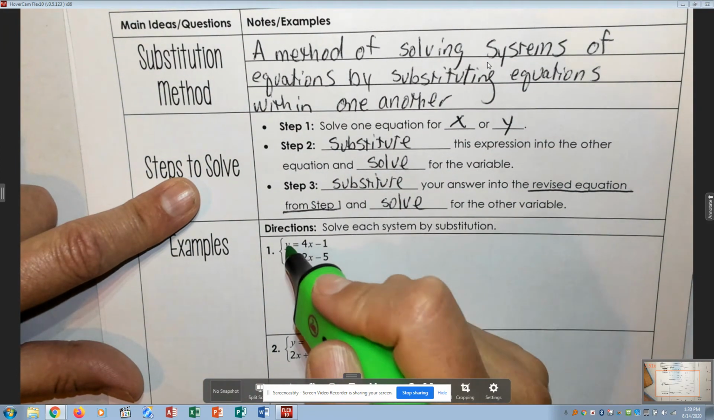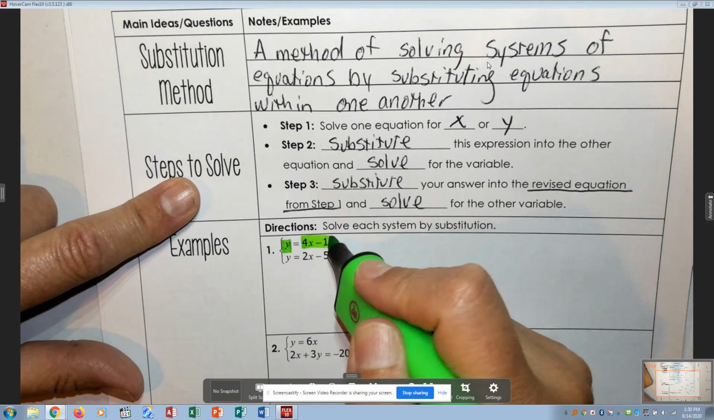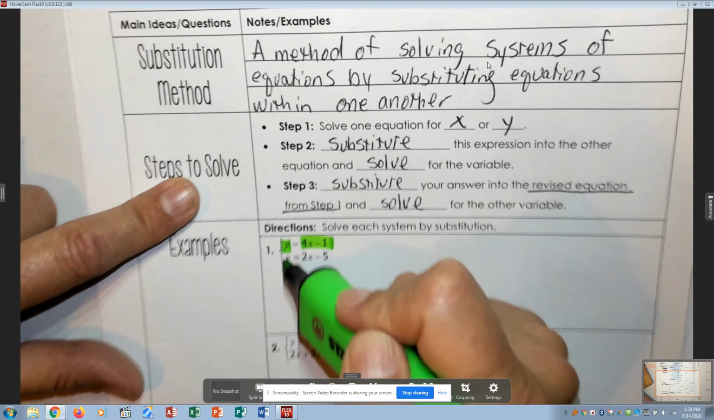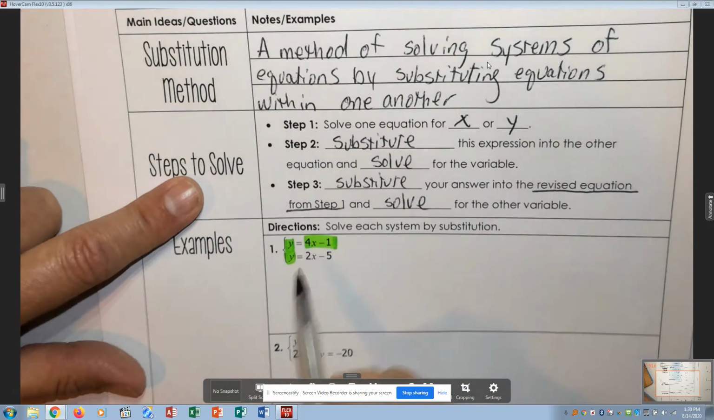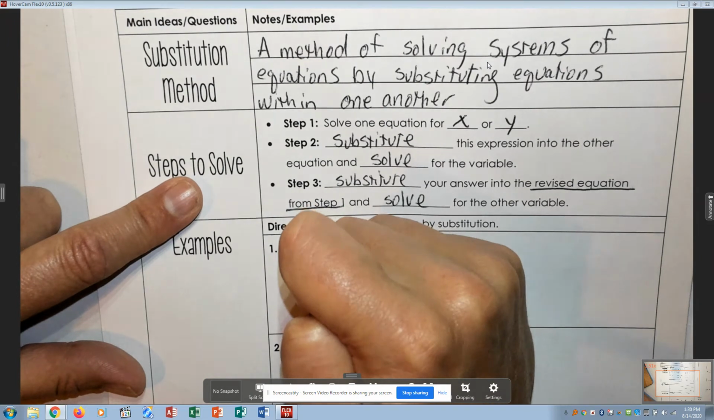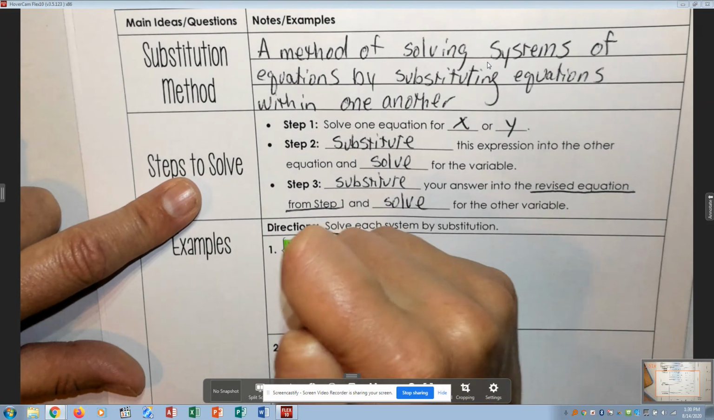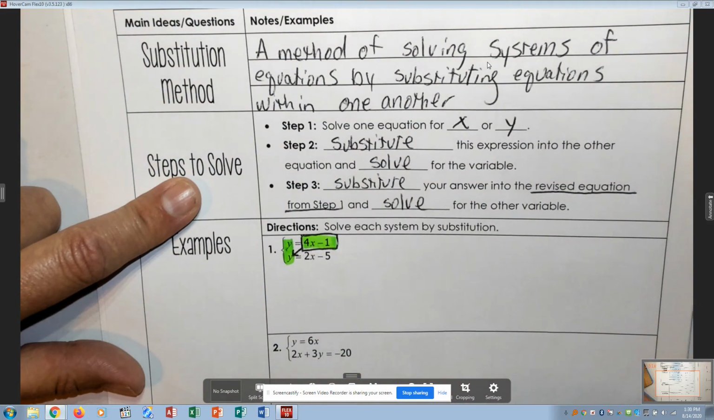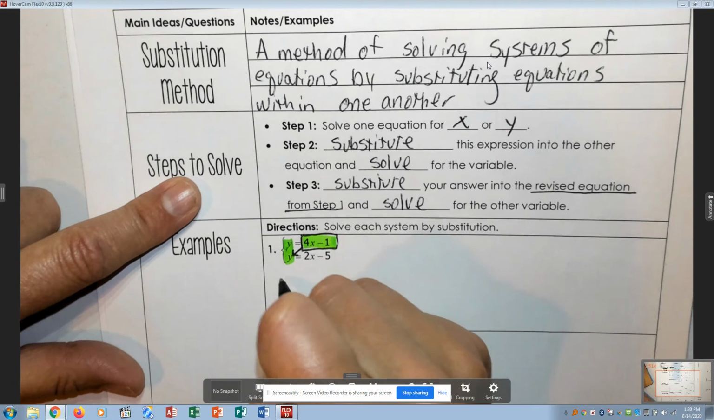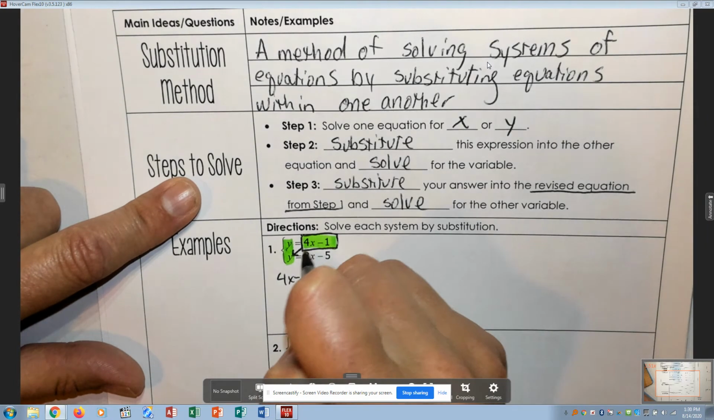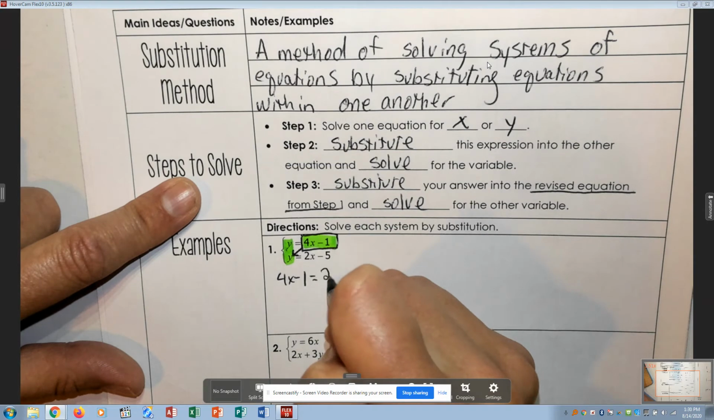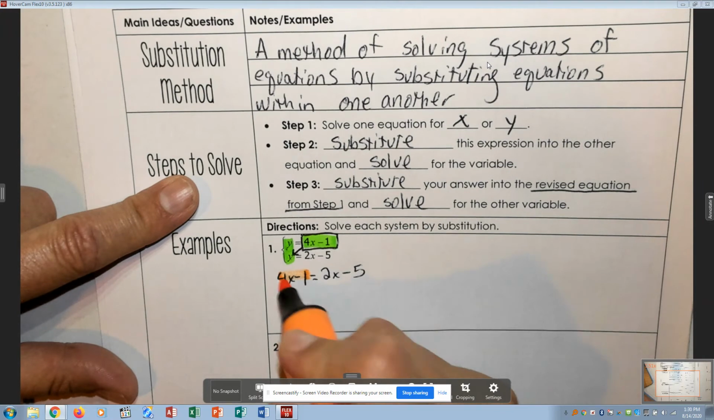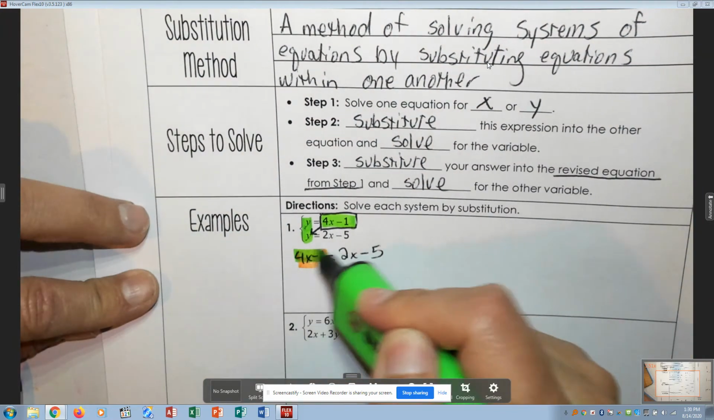Okay, so y is equal to this. So what I'm going to do is substitute this expression in for that y. If y is equal to this, that means I could take this whole entire thing and substitute it in for this y, because it means the same thing. All right, so 4x minus 1, I put it right there, is now equal to 2x minus 5. So all I did was combine, oh, wrong color, combine the two equations.